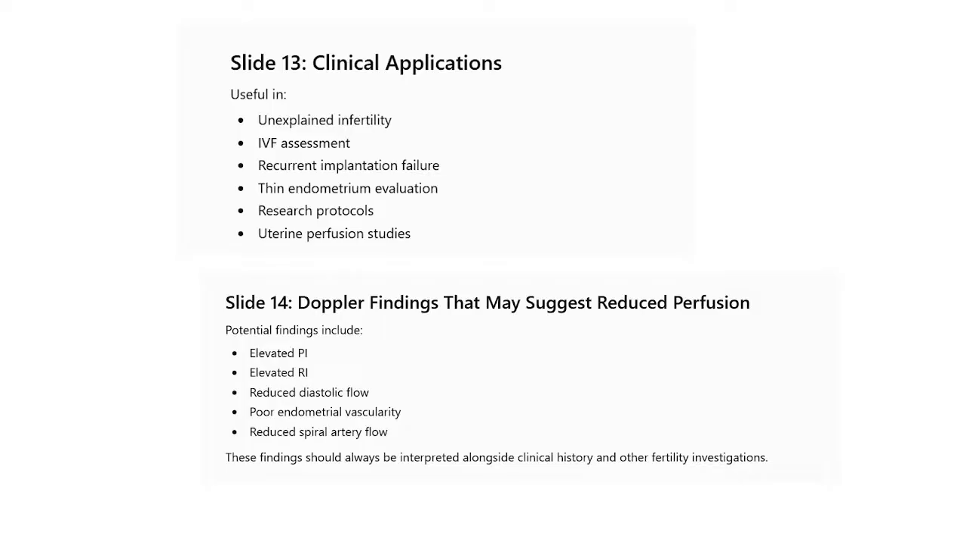The Doppler findings that may suggest reduced perfusion. Potential findings include: 1. Elevated PI, 2. Elevated RI, 3. Reduced diastolic flow, 4. Poor endometrial vascularity, 5. Reduced spiral artery flow.